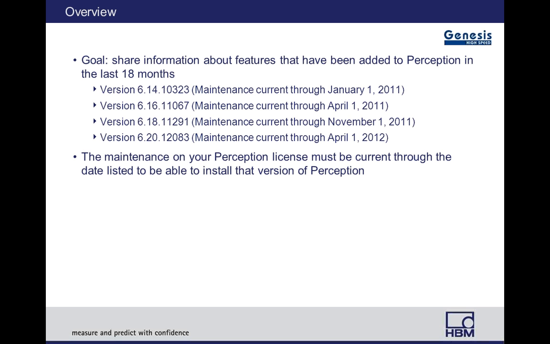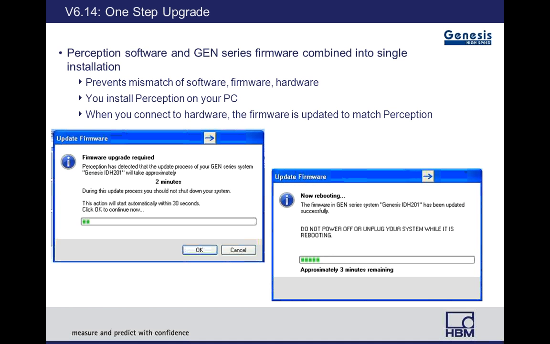What I've done for each version is list what date your maintenance has to be current through in order to install that version of software. So each Perception license has a maintenance expiration date, and as long as your maintenance is current when a new version is released, you're able to install that version and use it. So these are the 4 versions that we're going to cover today. We'll start with version 6.14.